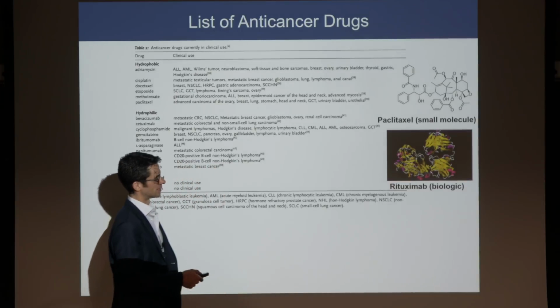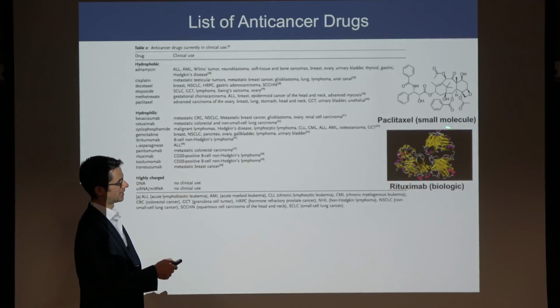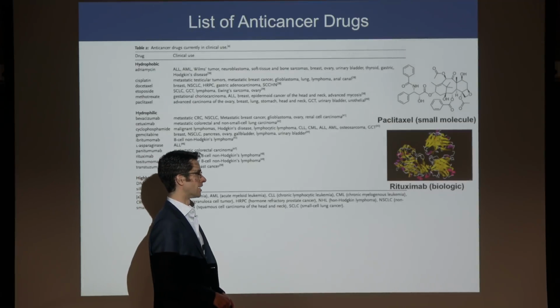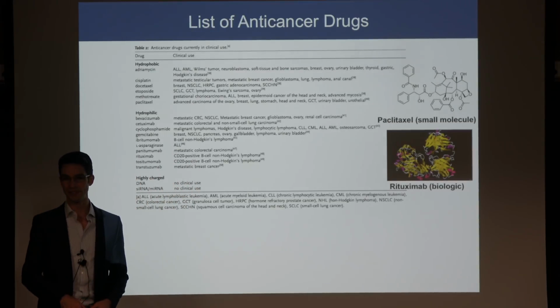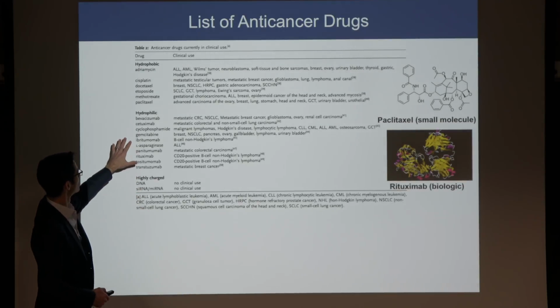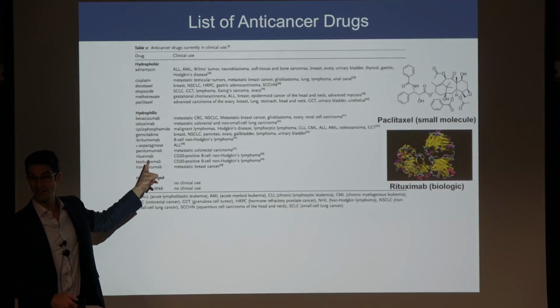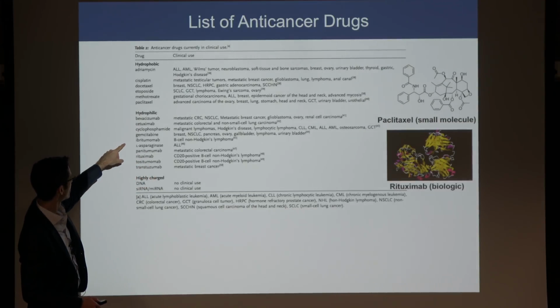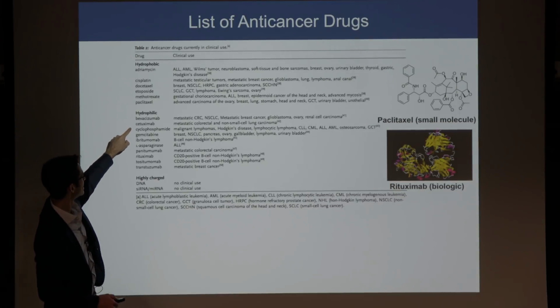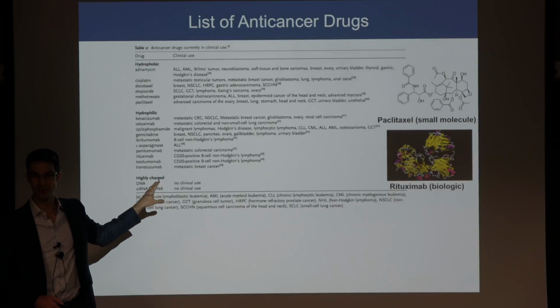A good example is biologics that are based on antibodies. And this is rituximab, which has a wide variety of applications in non-Hodgkin's lymphoma, but also autoimmune diseases because of the way in which it interacts with the immune cells. So the hydrophilic drugs are almost all biologics. There are a couple examples that are not. This guy is not, this guy is not, but the rest are biologics.